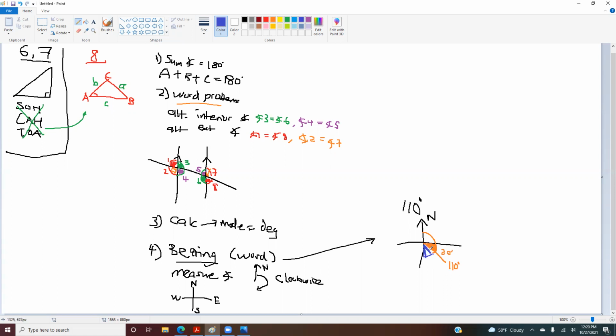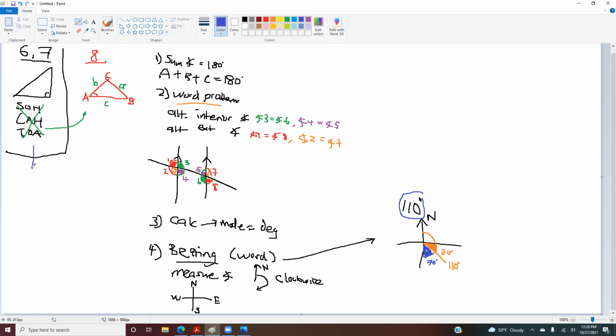And can someone tell me what this blue angle is? 70 degrees. Again, class, we use this a lot in the word problem. That's why you need to know all this basic stuff. So if I say the bearing is 110 degrees, make sure you know it's measured from the north and it goes clockwise.